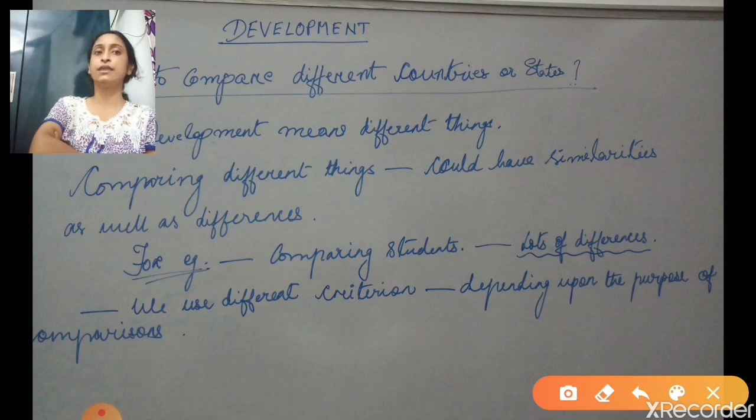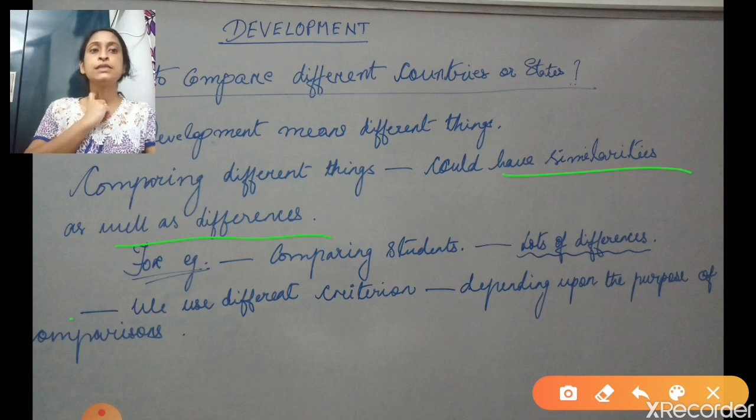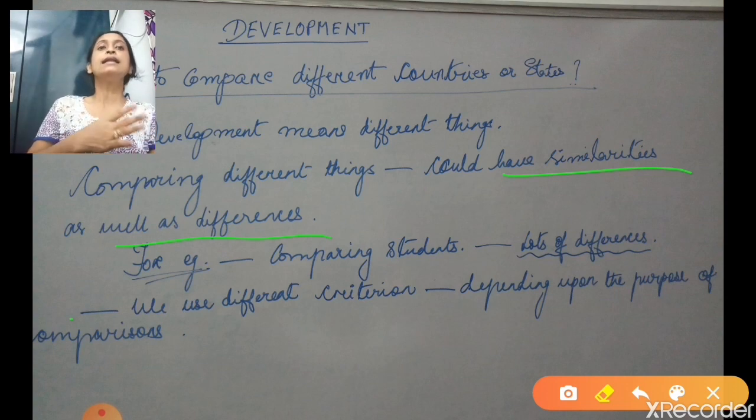So when we are comparing two things, they could have lots of similarities as well as lots of differences. Let's say, for example, when we compare students, we see there are lots of differences. One student differs from the other, and at the same time there are lots of similarities also between students. So how do we compare them now?